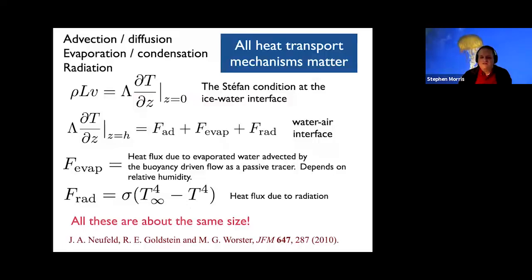Another complexity is that there's a free surface of flowing water in contact with cold air, which is actually turbulently flowing. And so when you go to calculate the boundary conditions and ask how fast does the water cool, it turns out that evaporation, condensation, radiation, and advection diffusion are all present in the air.